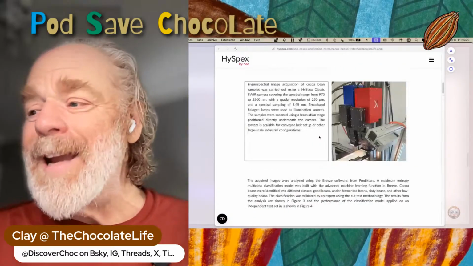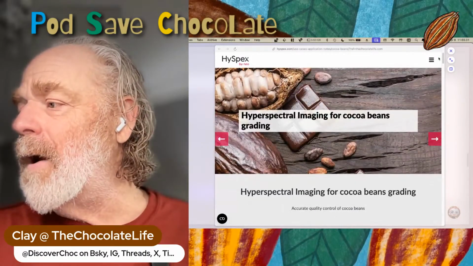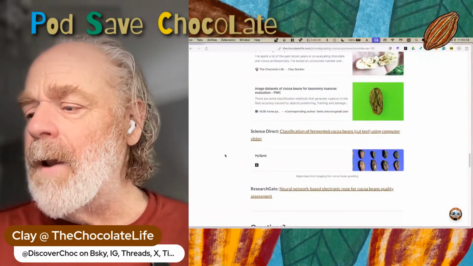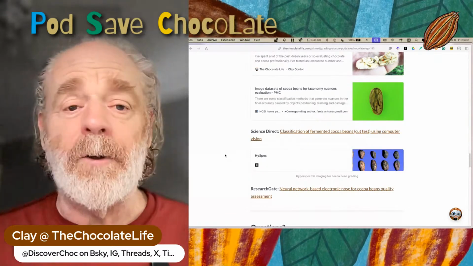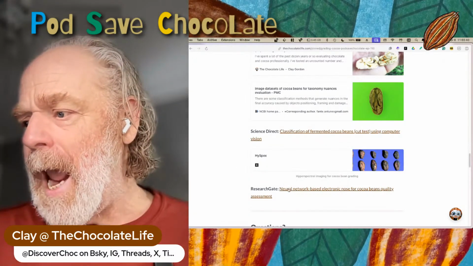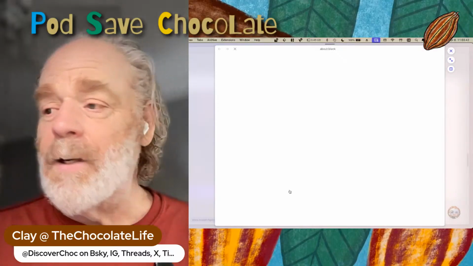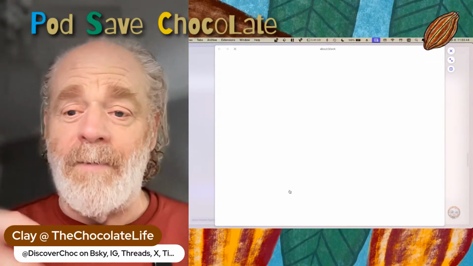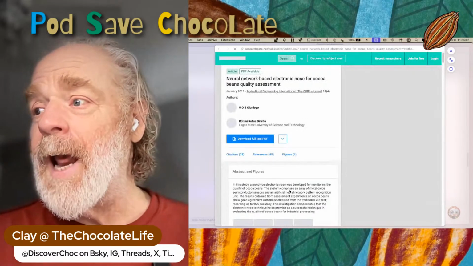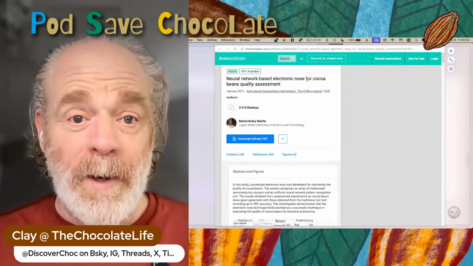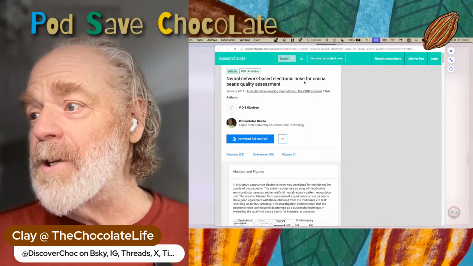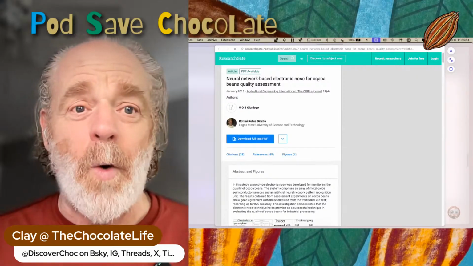And right now, what I think I'm going to say is that when we take this notion of hyperspectral imaging and white light imaging and then combine it with neural network evaluation, so we train an AI on it, right? This is used for evaluating aromas. So here's a neural network based electronic nose for cocoa beans quality assessment.